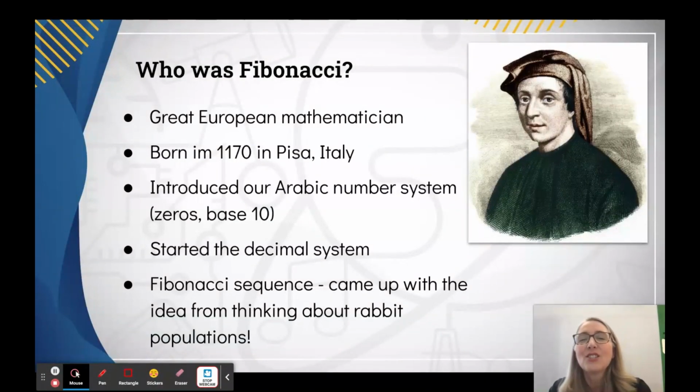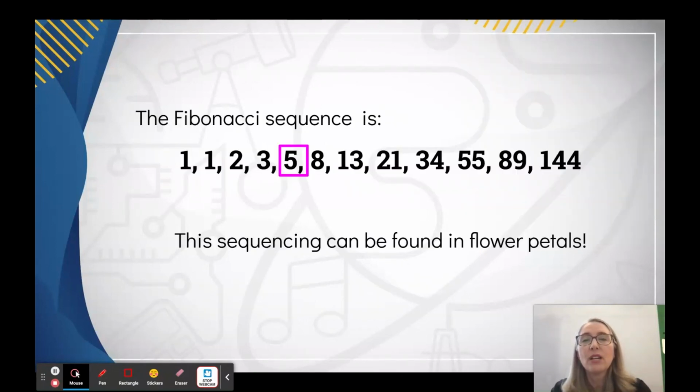Glad you asked. So he's this great European mathematician, and he was born in Italy. And he introduced the Arabic number system, which includes 0 or base 10s, 10s, 20s, things like that. He introduced that to Europe. He also started the decimal system. And he was the one that came up with this interesting sequence of numbers. He was thinking about rabbit populations, and he came up with this pattern that he kept seeing over and over again. And if we look at this pattern, it's a very unusual pattern. It starts off with this 1 and 1.